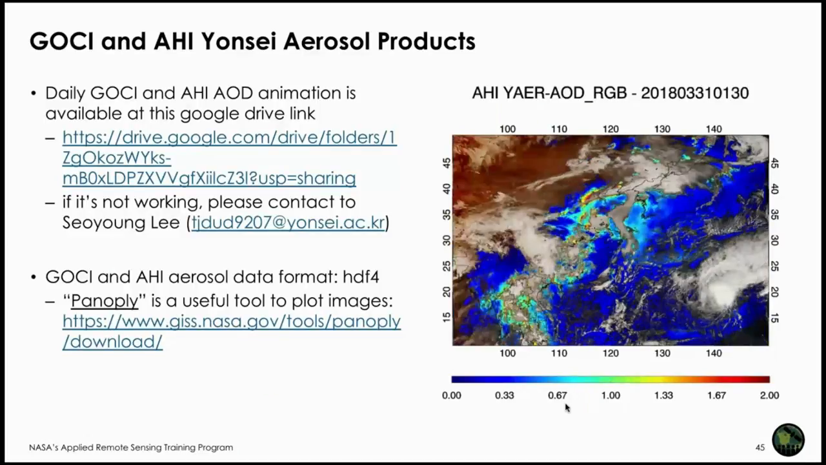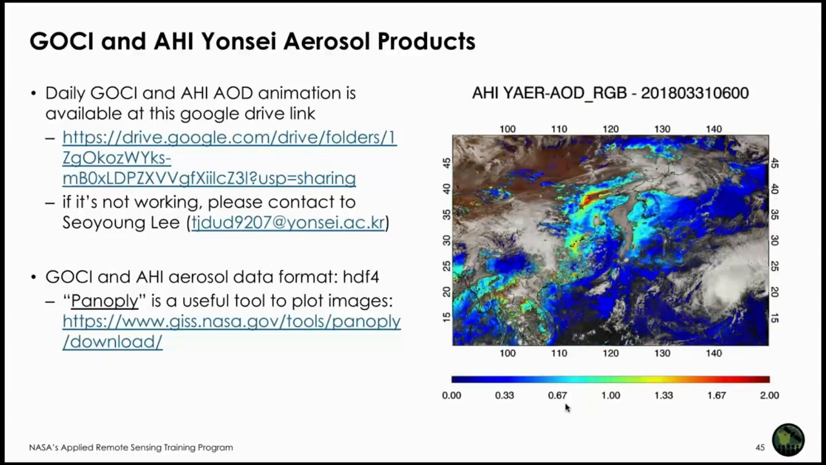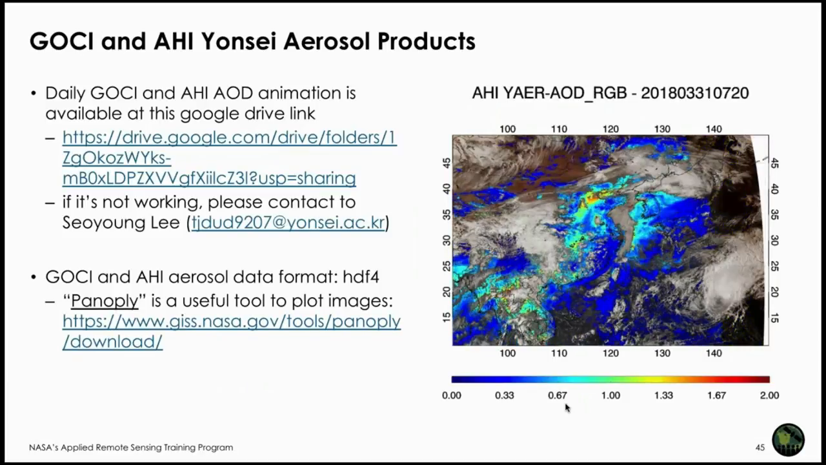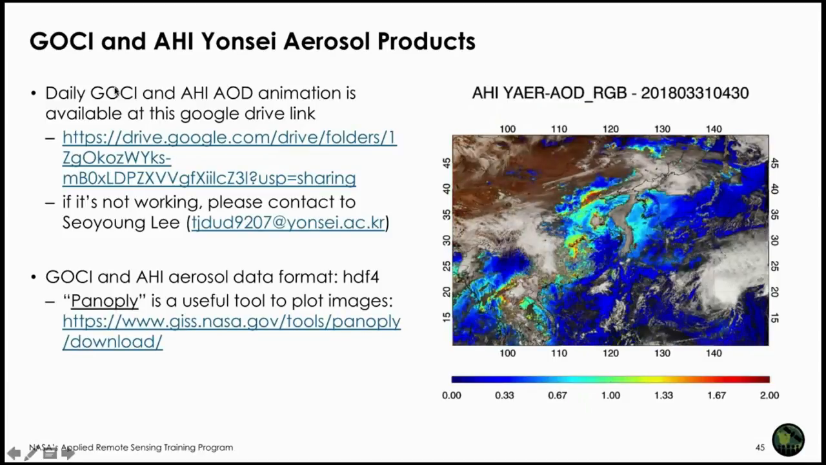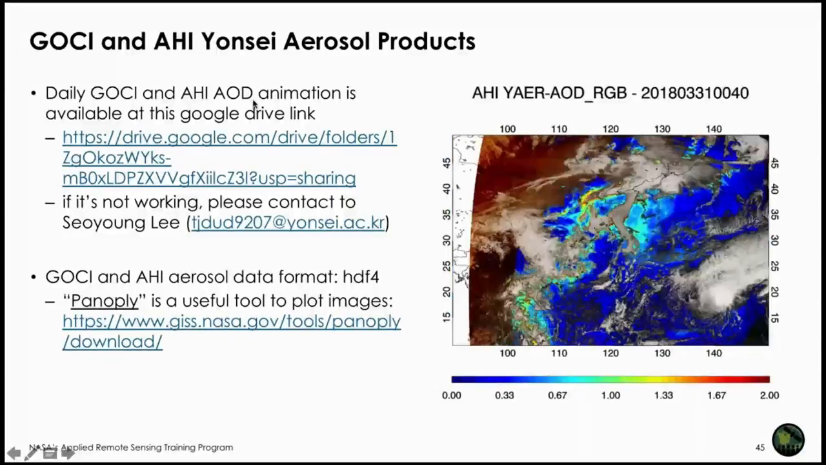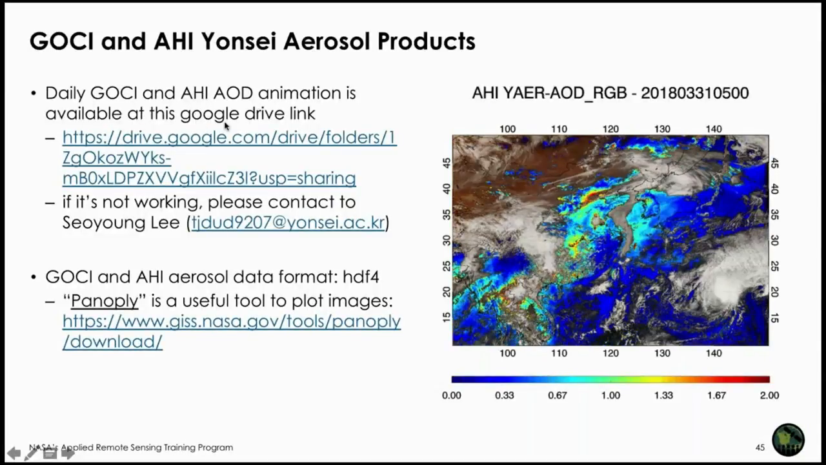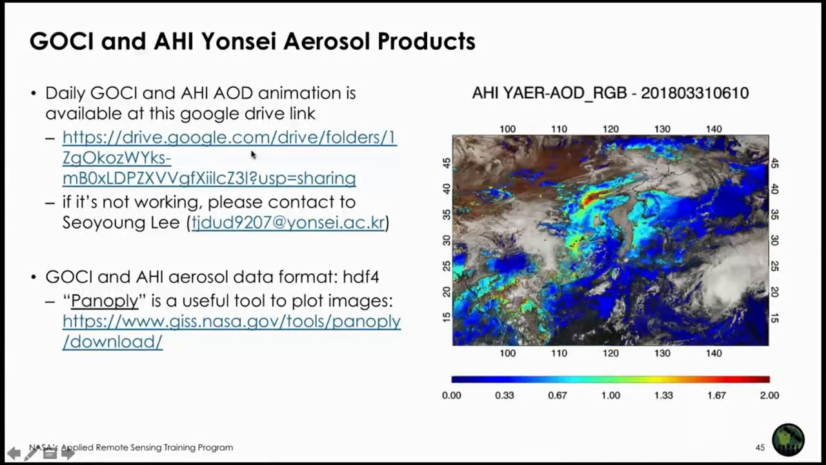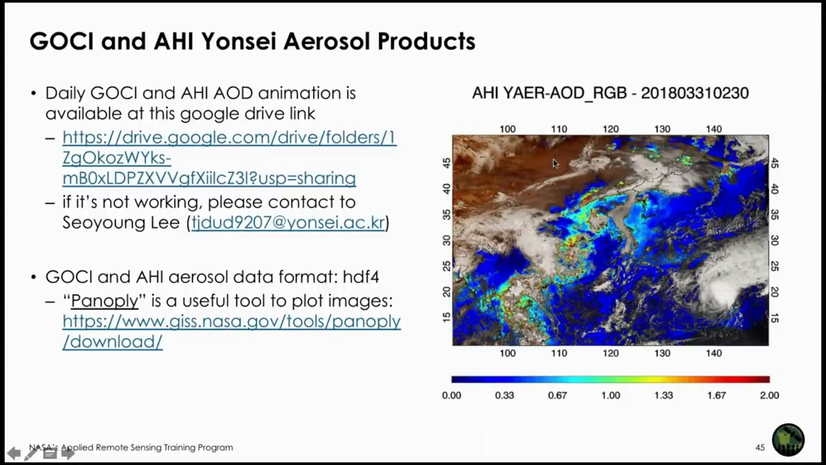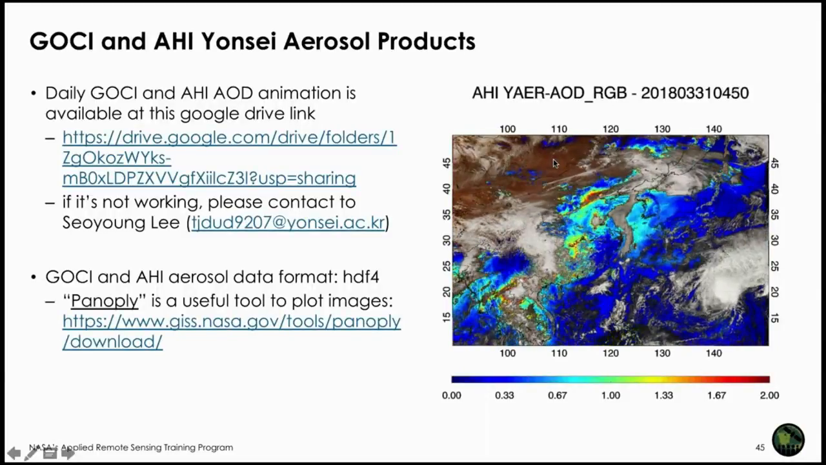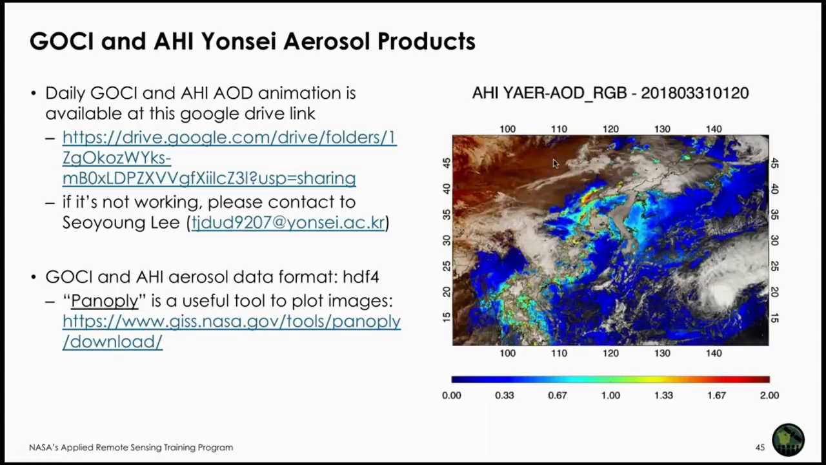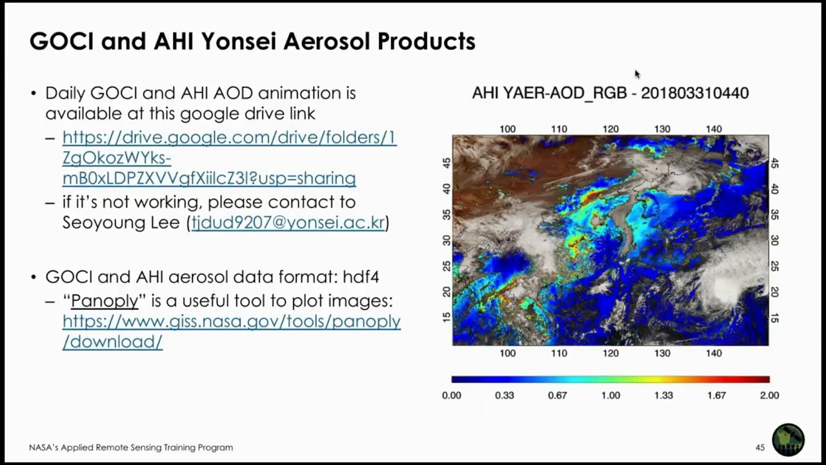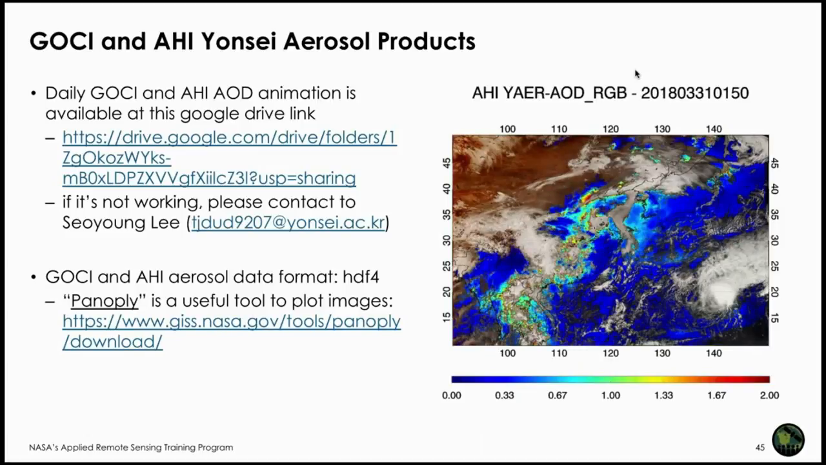Further, just checking about the animation images, not for the aerosol data exactly. You can download these daily GOCI and AHI AOD animation figures at this Google Drive link operated by our lab. And then you can get the 10-minute temporal resolution AHI image over the RGB image, so you can see the cloud condition and aerosol condition together, and also the 1-hour temporal resolution product of the GOCI.